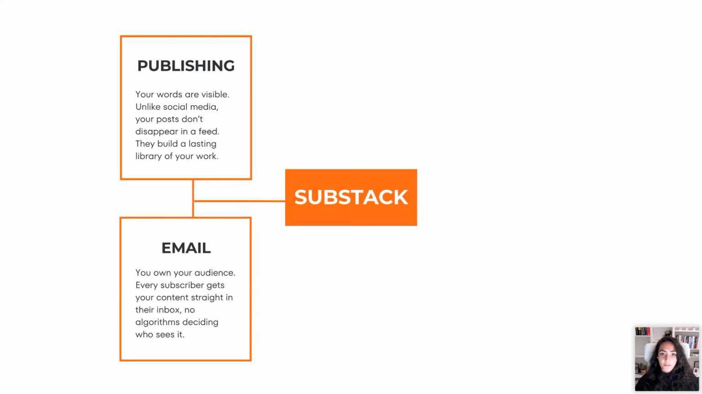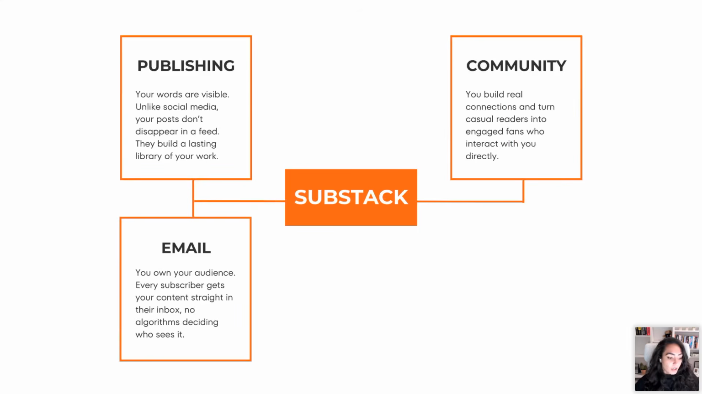And this is very unique to Substack because every subscriber who opts into your email list on Substack gets your content straight into their inbox. There are no algorithms deciding who sees your content and who doesn't. It's your readers deciding that they like your work so much that they actually want to receive an email whenever you publish.